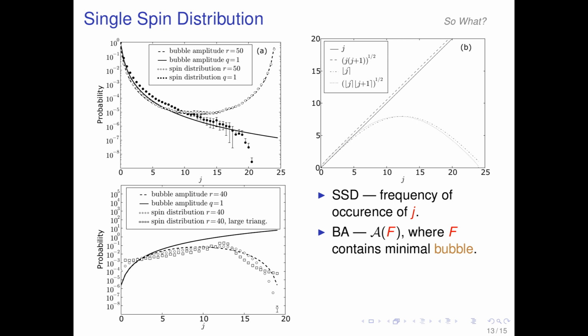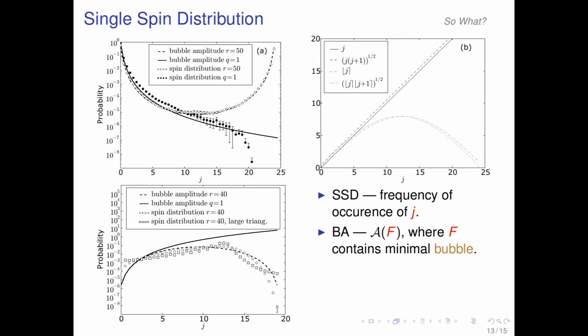And so the difference between these two distributions is basically what accounts for the discontinuity in the expectation values as we compare q equals 1 and r goes to infinity limits. So this is basically what makes a difference.